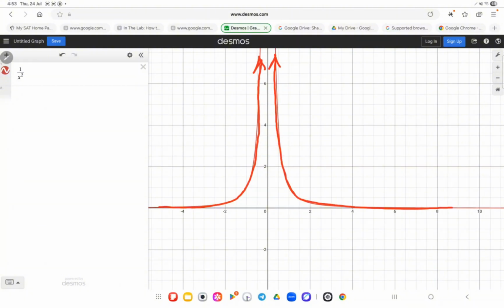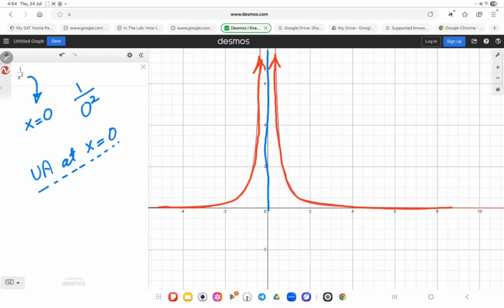But here's the catch. They will never touch x of 0. It seems as if they're afraid of touching x equals 0. Because if you have x of 0 in the bottom, you're going to have 1 over 0 squared. Having a 0 on the bottom means you have a vertical asymptote at x equals 0. They're afraid of x equals 0. They might approach it, but they will never touch that vertical line.